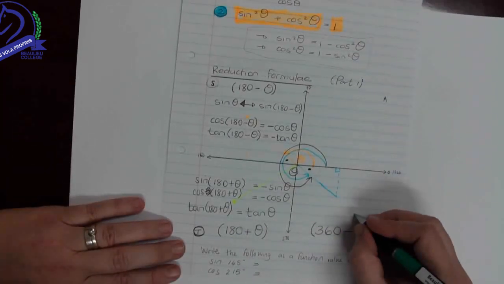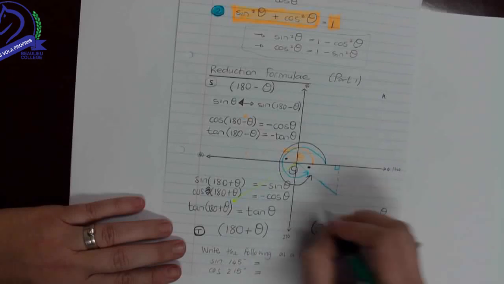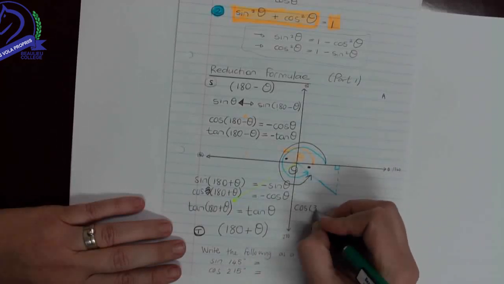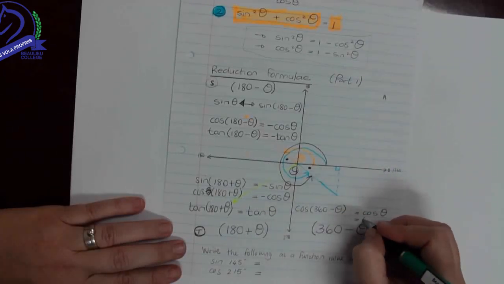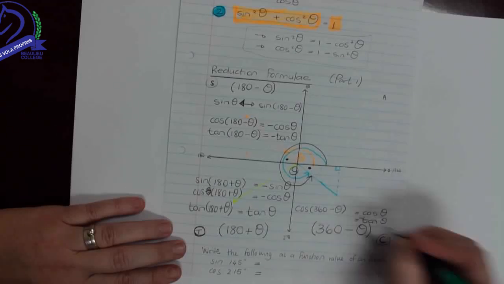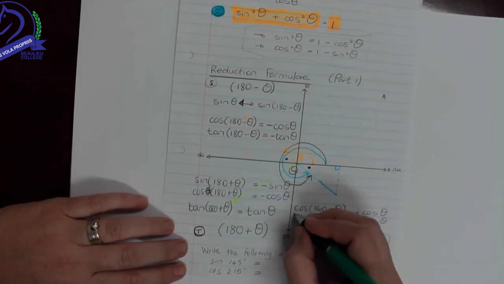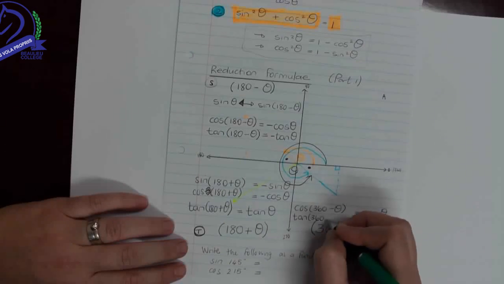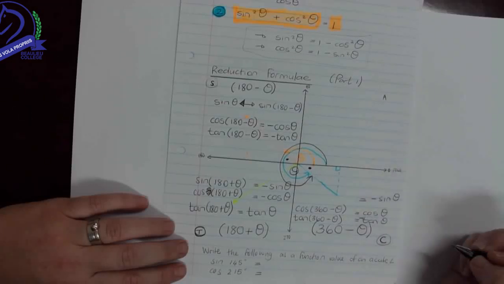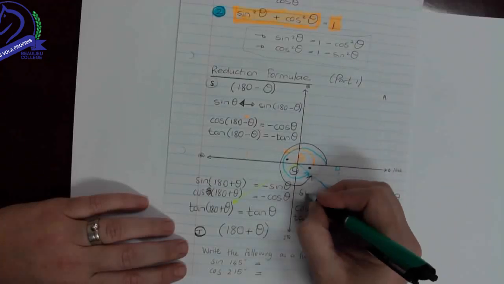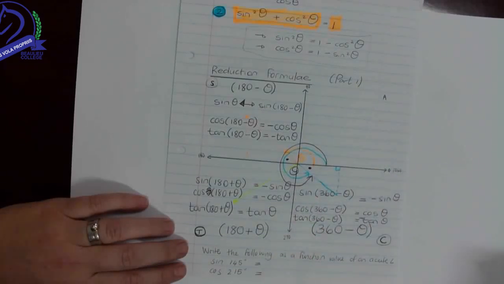So what do I know about cos theta here? It's positive. But instead of talking about cos theta, I can also talk about cos 360 minus theta. What do I know about tan? Tan is negative. So instead of saying minus tan theta, I can say tan 360 minus theta. What do I know about sine in here? Sine is going to be negative, but I can also refer to it as sine 360 minus theta.